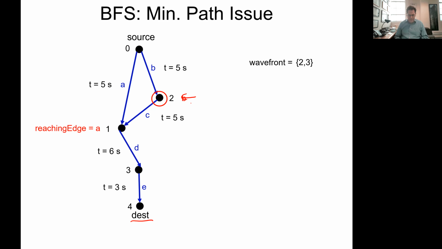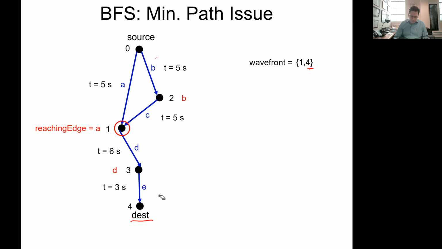Okay, it's not my destination, so I'm going to say, okay, I reached you using edge B, so store that. And let's put what I can reach, which is node 1, into the wavefront. Okay, and then we keep going. So we're going to pull 3 off the wavefront, record the edge we used to get there. It's not our destination, so we're going to put what we can reach from there, which is node 4, into the wavefront.